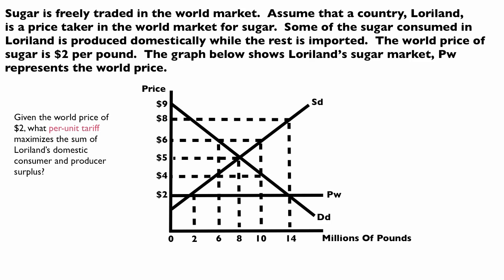Given the world price of $2, what per unit tariff maximizes the sum of Lauraland's domestic consumer and producer surplus? The per unit tariff that maximizes the sum of producer and consumer surplus is 0.